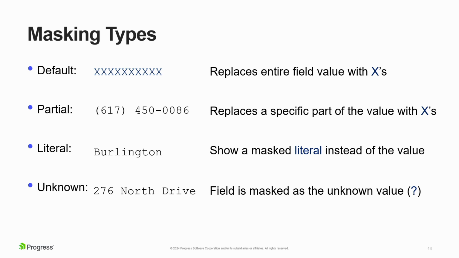You can also replace fields partially. So if you wanted to just show the last four of a social or the last four of a credit card, you can go ahead and do that as well. And that's what that will look like. You can mask it using a literal mask. So if you want to mask it with the word authorized, you can go ahead and do that. And then you can mask the whole entire value with just a literal mask, the unknown value.